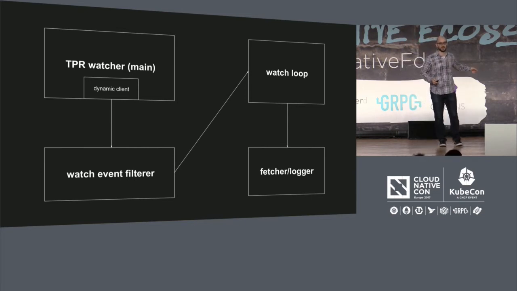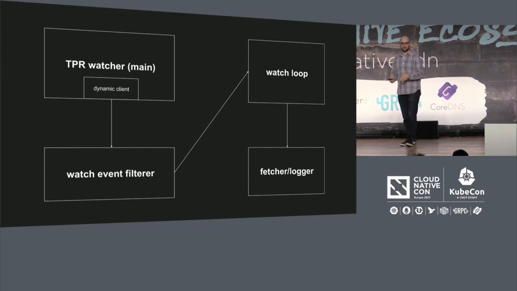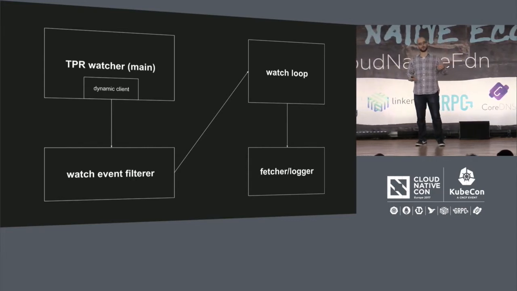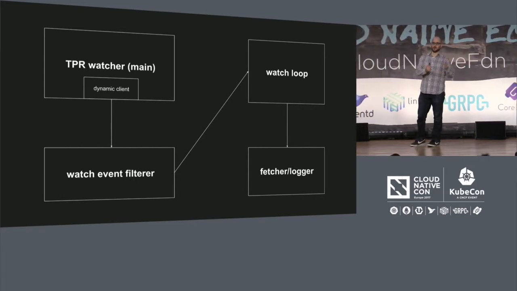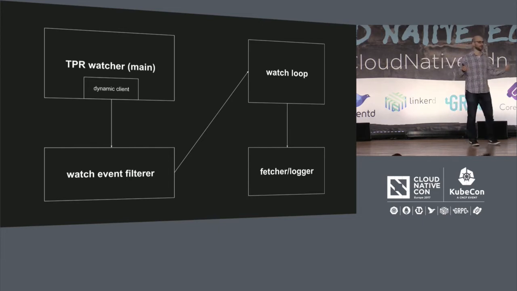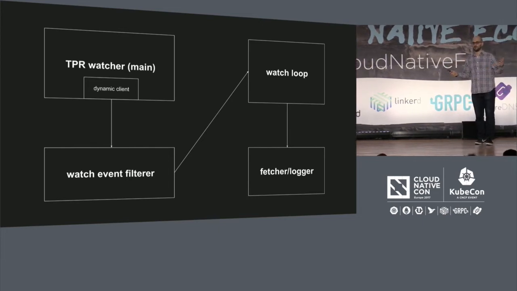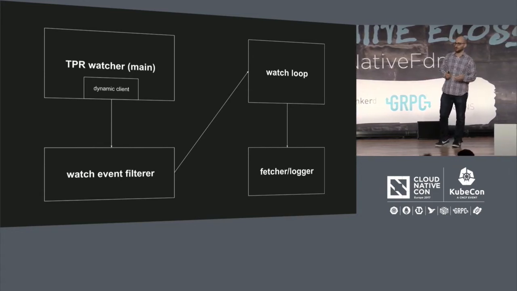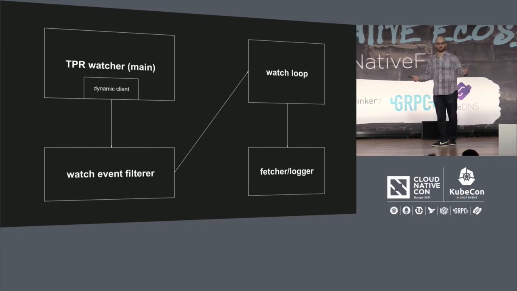The filterer is going to send those decoded events back up into the watch loop, and the watch loop is just going to multiplex. It's going to figure out what resources the user asked me to back up. Once it figures that out, it's going to send a function call to this thing called a fetcher logger. So if you say, I want to back up pods, it's going to say, hey, fetcher logger, go back up the pods and log them out to standard out. Of course, in a more advanced version of this program, instead of logging to standard out, you might put them into a file and send them up to S3, something along those lines.